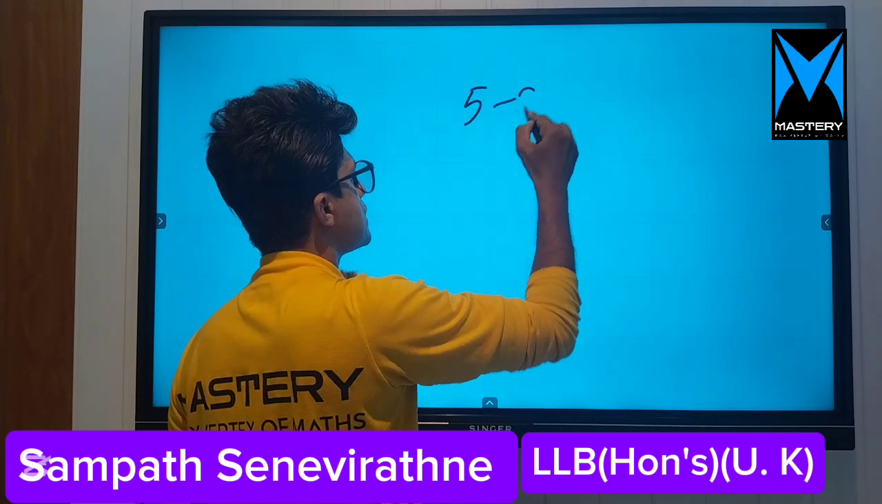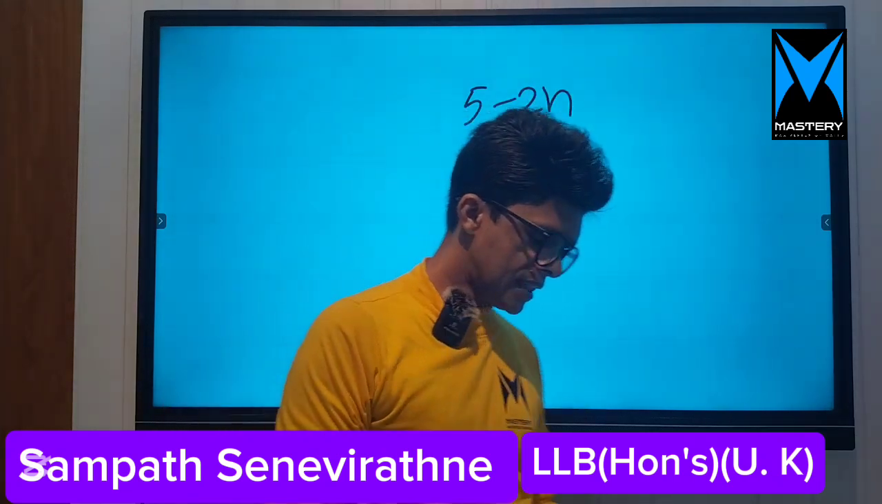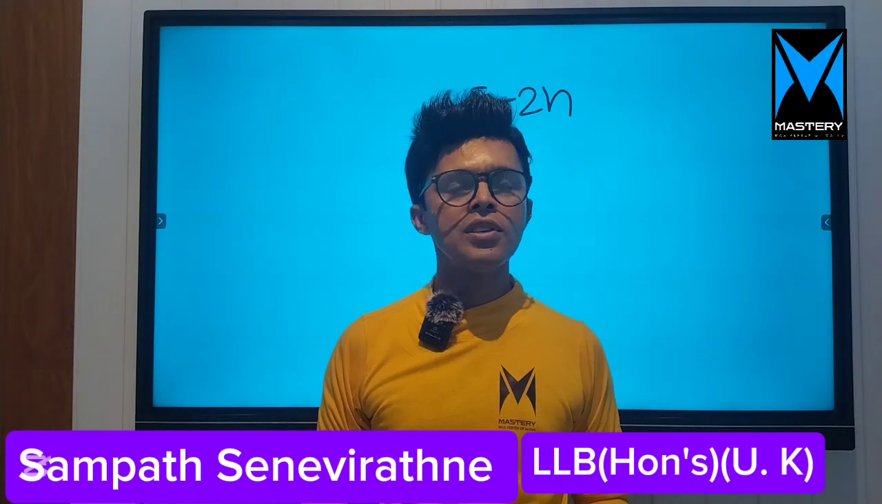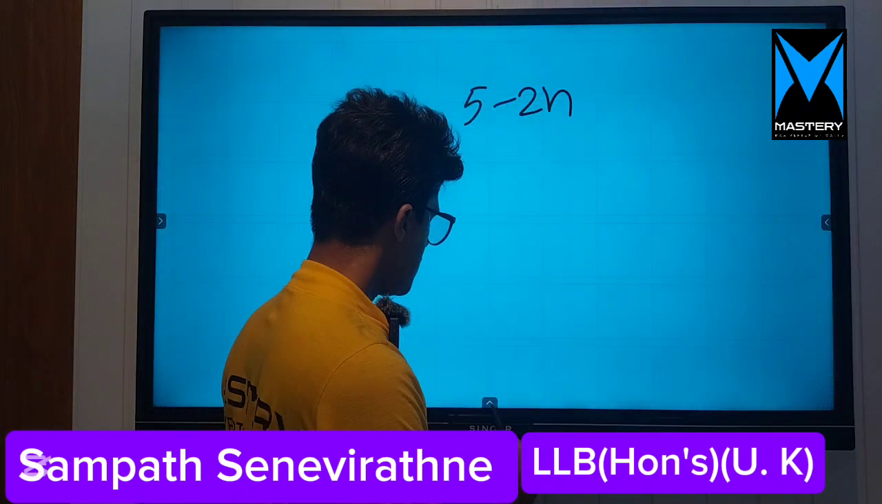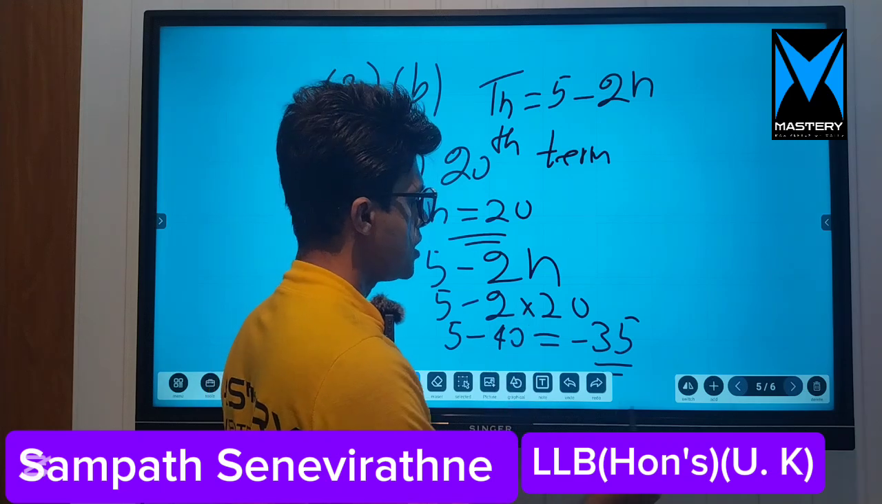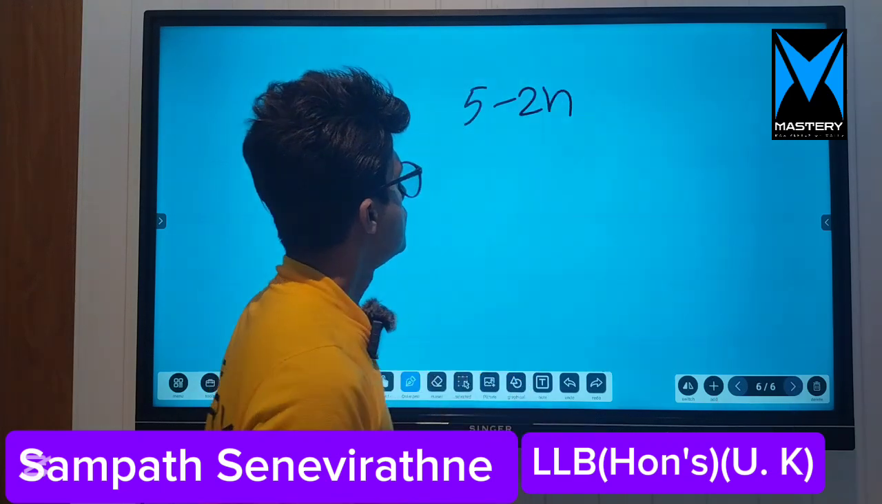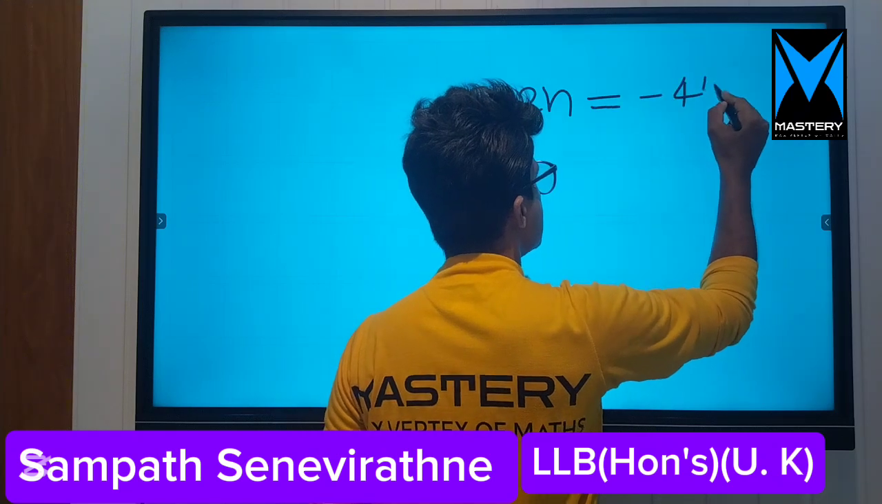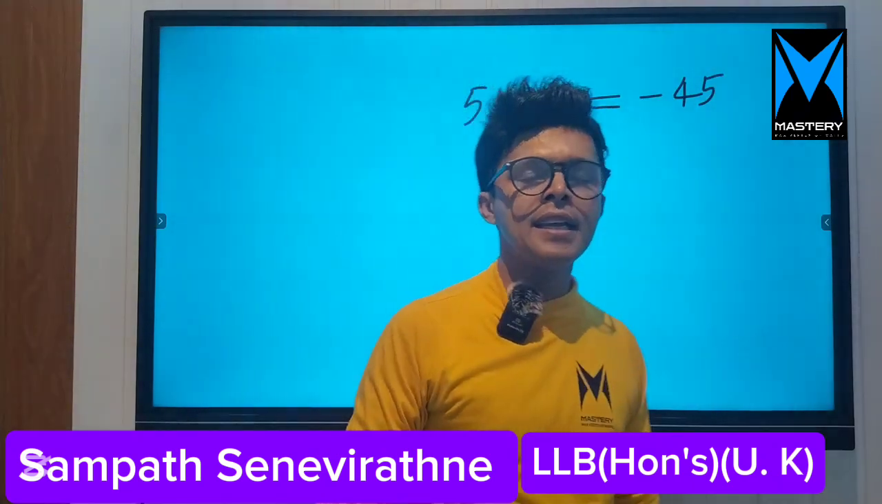So in the other question, it has given that 5 minus 2n. You have to find which term is minus 45. Which term is minus 45? Don't forget the minus. Then after that, you need to set up an equation.